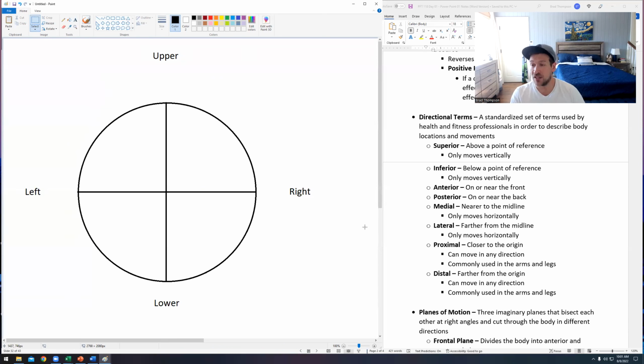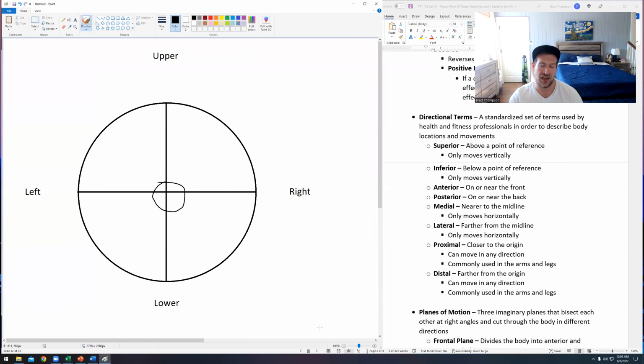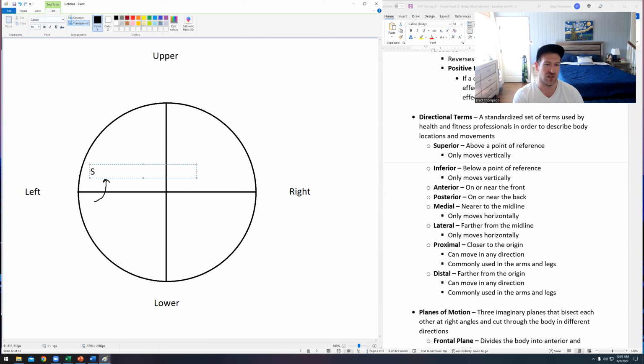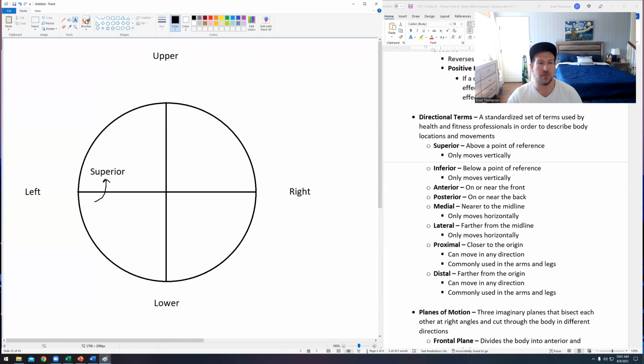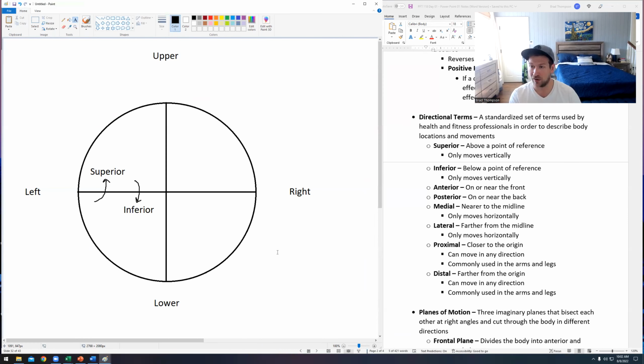If something is superior, it means that it is above a point of reference. If I don't give you a point of reference, we're just going to assume the center here is the point of reference. So anything above this line is what we consider to be superior, and anything below this line is the opposite, what we consider to be inferior. In general, my head is superior and my feet are inferior. Superior is above, inferior is below.